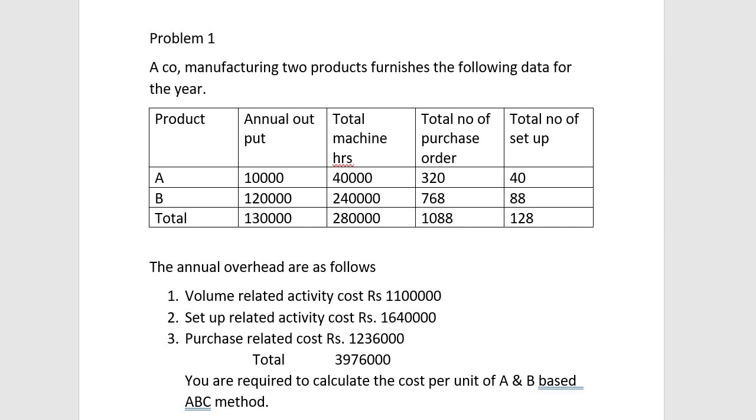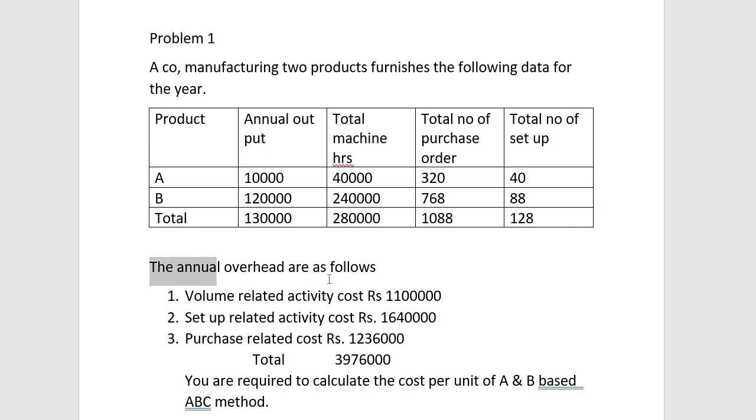In this video I am going to explain the problem number 1 on ABC, that is activity based costing. You can see the problem here. A company manufacturing two products furnishing the following data for the year. There are two products A, B. Annual output, that is output means the number of units which the company had produced. This is the total machine hours taken to complete the product, total number of purchase orders and total number of setups for product A and product B.